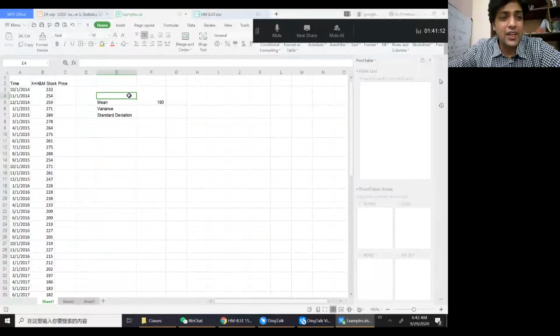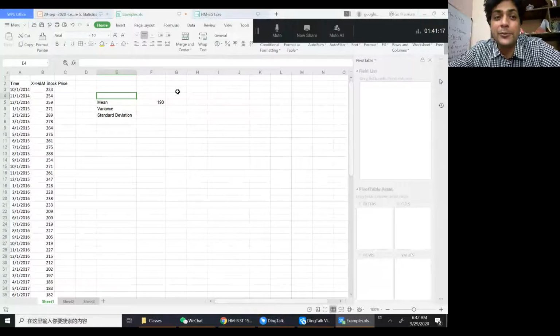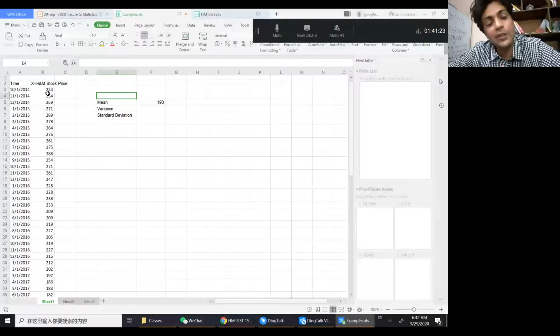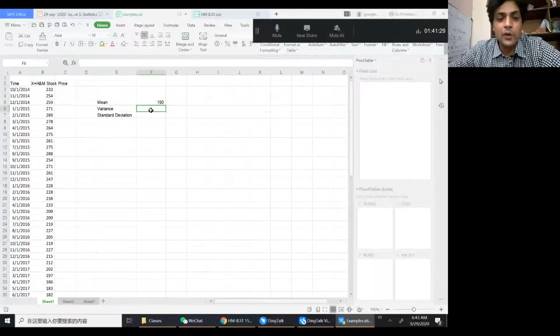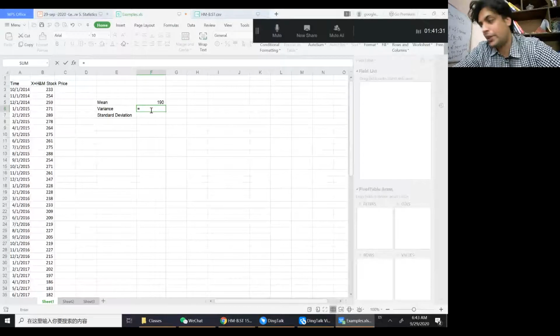So you see in 2014 there was a big deviation from the mean. Mean is 190, but in 2014 it was like 200. The point was 233 on this date. So what is the variance? You can choose in different ways.